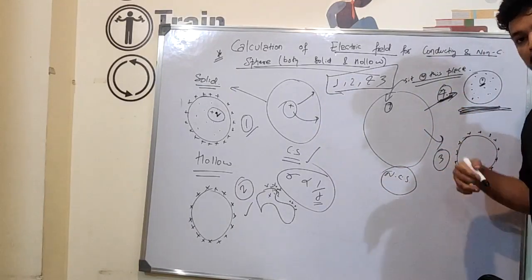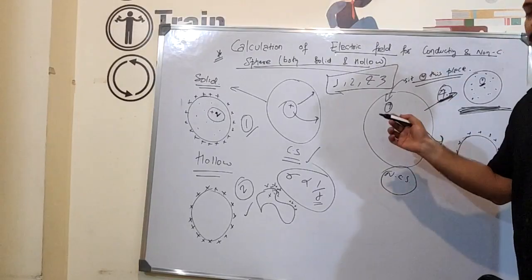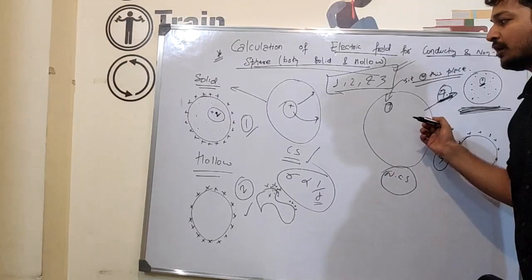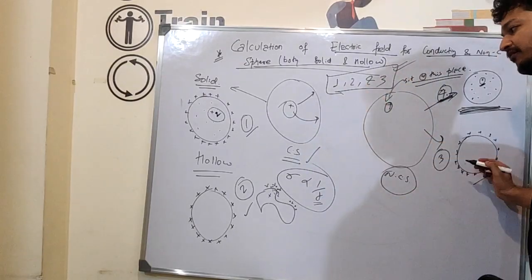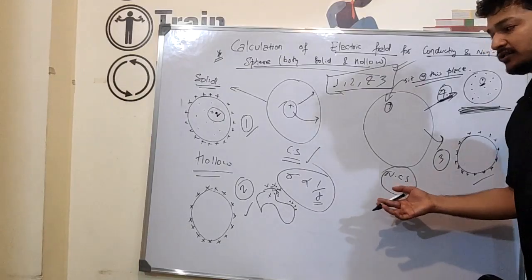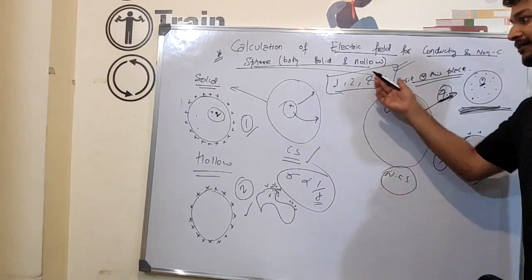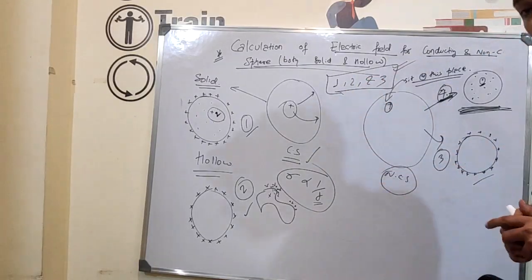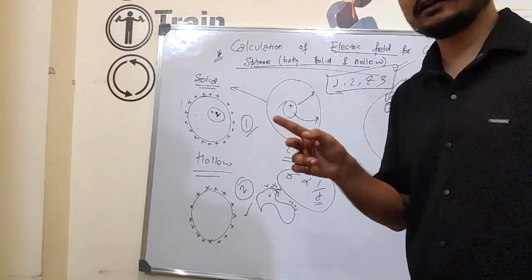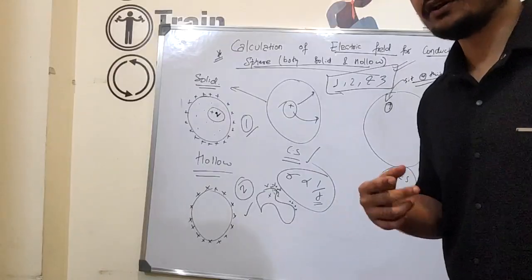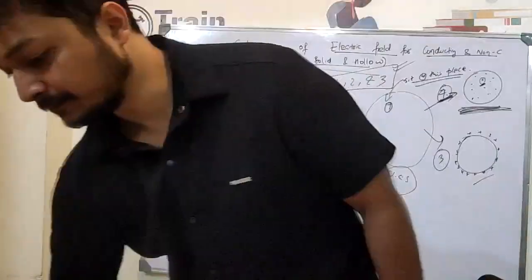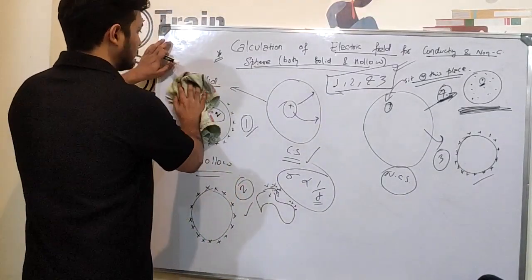So let's jump straight to the calculation of the electric field for these three cases in one manner. We are not going to calculate the electric field individually for all three cases. They are essentially the same case. So we are just going to calculate the electric field for these three cases in one go. And we are also going to see the variation of the electric field via a graph. I hope you are understanding things.